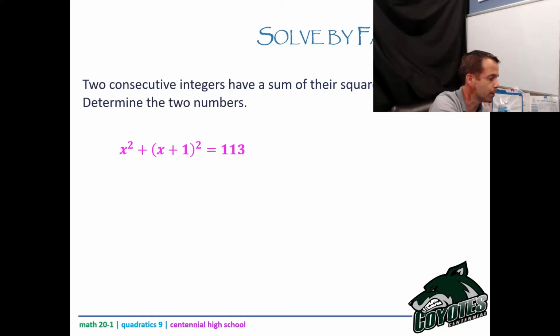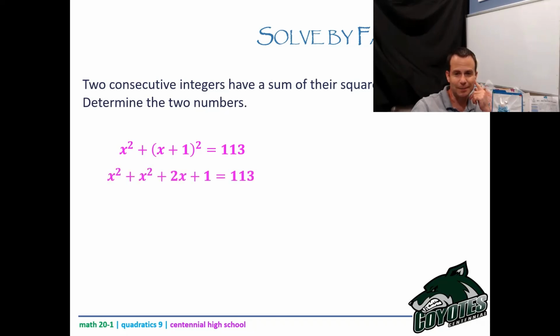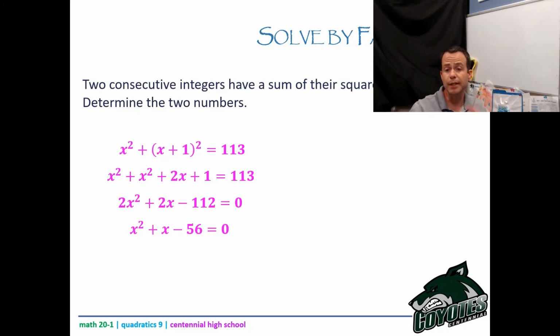So for the binomial, when I square him, square the first, double the product, square the last, so that'll give me x squared plus 2x plus 1. I got another x squared at the front, so that'll be 2x squared plus 2x plus 1. And then I'll bring my 113 over, so I'll subtract 113 from both sides. So that'll give me 2x squared plus 2x minus 112, if I did all that in my head correctly. Yes. Okay, good. Now I want to divide everything by 2. So that's going to give me x squared plus x minus 56 equals 0. And now I'm ready to factor.